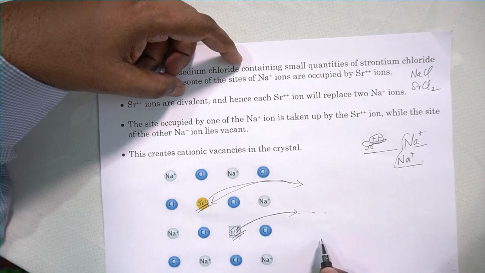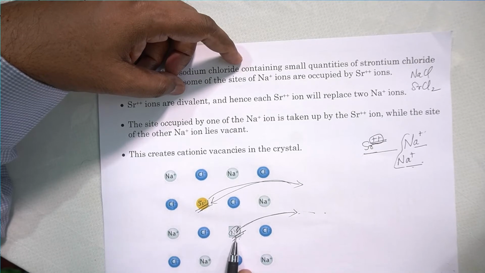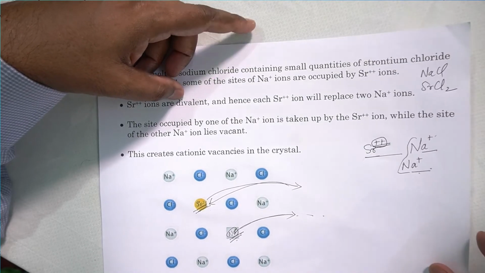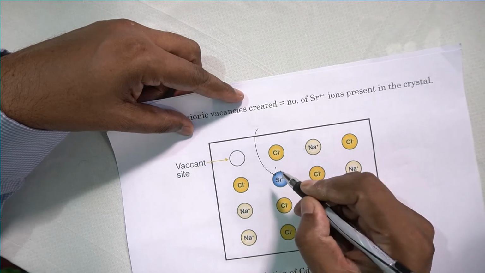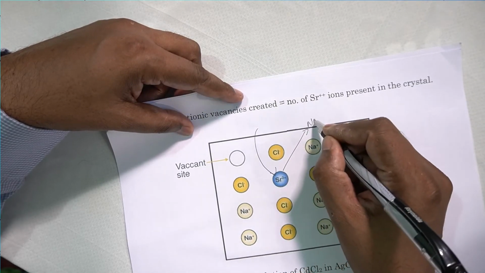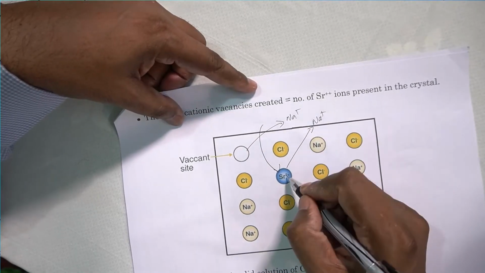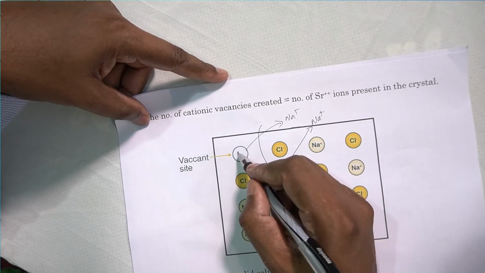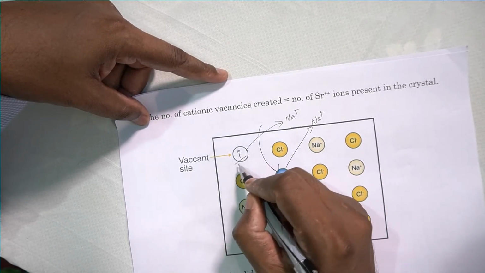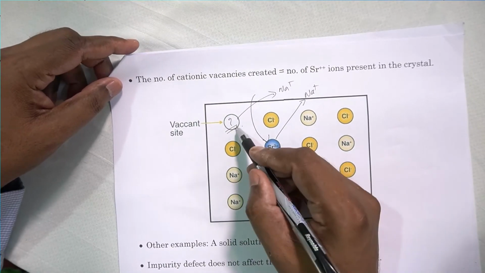So this is a kind of impurity defect. The crystal has a defect now, there is a vacancy. Even though this site is occupied, this one is vacant. Now how many vacancies are created? Each strontium ion will create one vacancy. For example, when one strontium ion comes in, it displaces two sodium ions. One sodium ion has gone and one from here also has gone. So two sodium ions have gone, but one of the vacancies is occupied by the strontium, while the other is unoccupied, so it remains vacant. So this can cause a void.